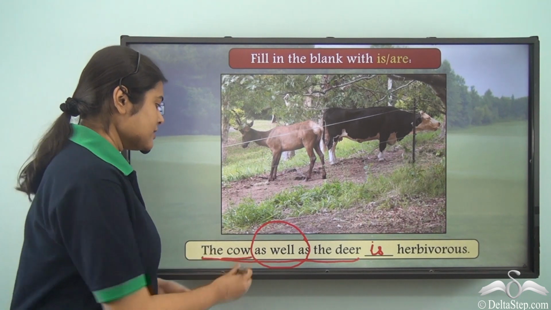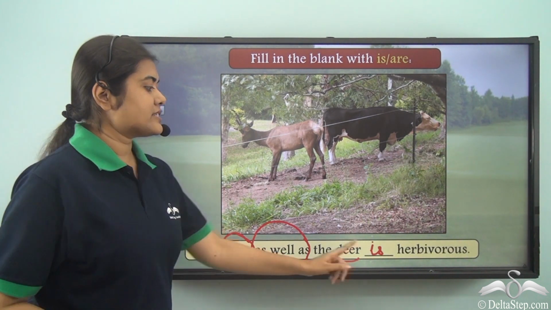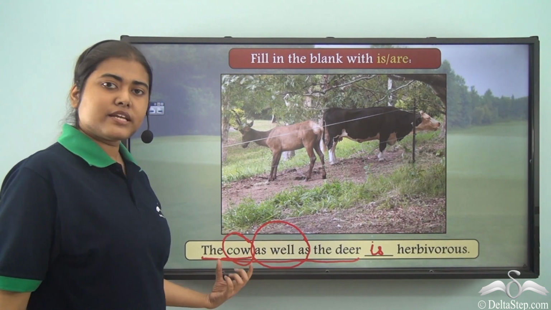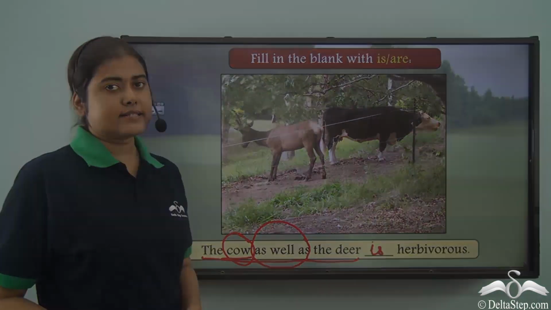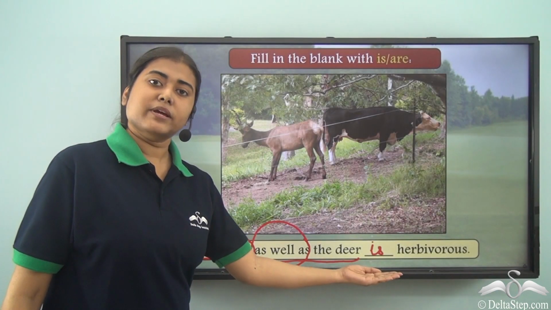So in this case, the cow is the most important noun that will decide whether the verb will be is or are. Since cow is singular, we have used is. If it had been the cows in this case, then the verb would have been are.